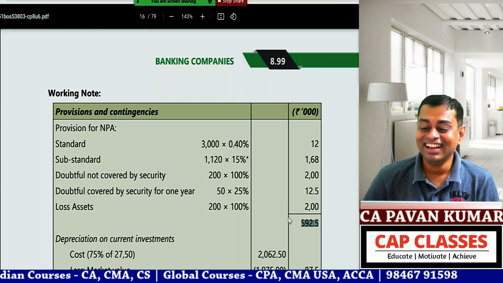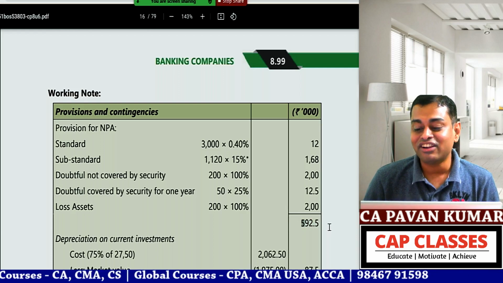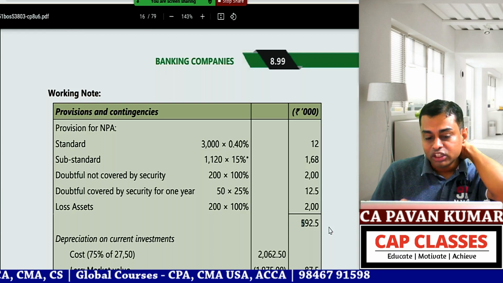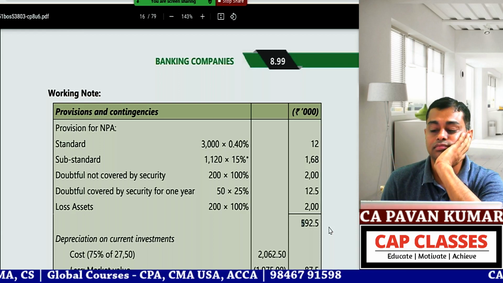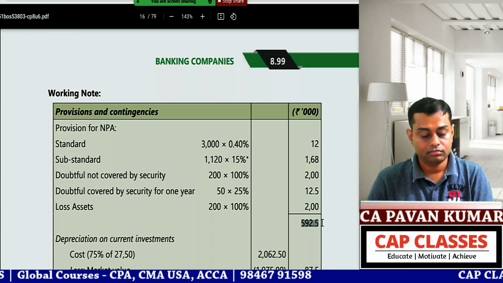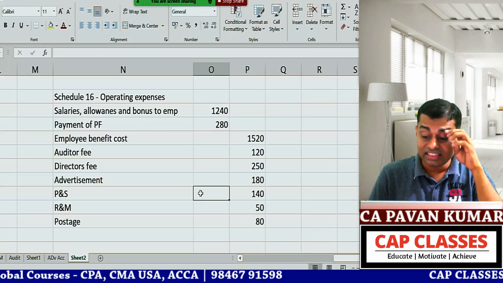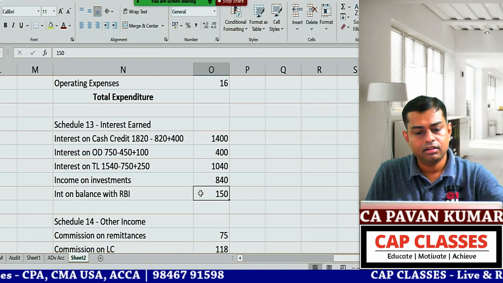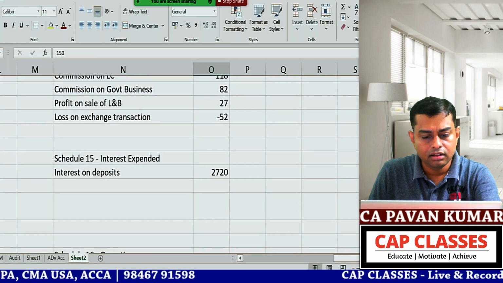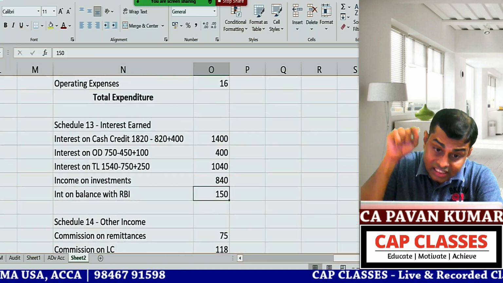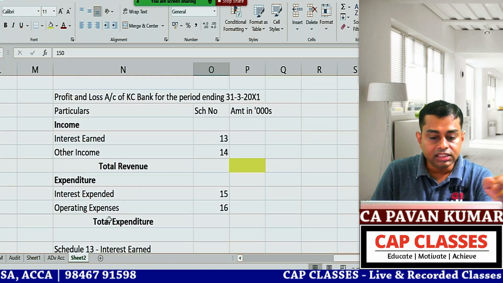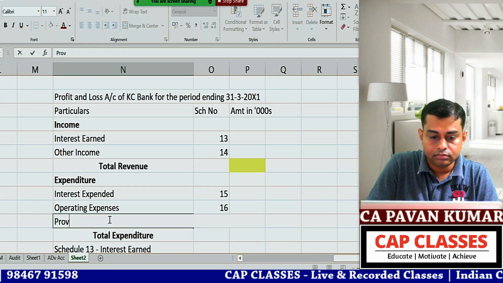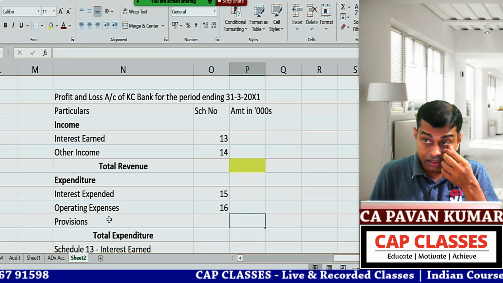So, guys, you understand 592.5? Yes, sir. Where will you put this? In provisions and contingencies, sir. Below the operating expenses, sir. As a working note. Yeah, but you need to show it inside the P&L only. Inside the P&L, here you will write provisions. Yes, sir. How much is it? 5?